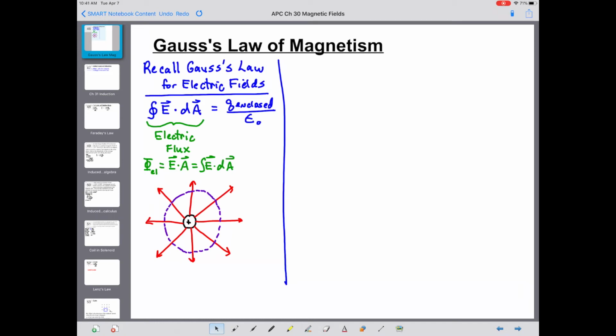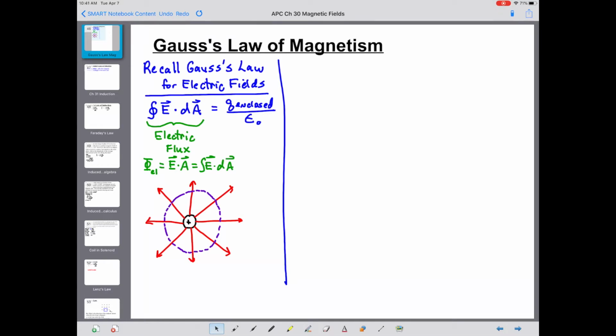Okay, AP Physics, it's time to wrap up Chapter 30 and get ready to move on into Chapter 31. Last topic in Chapter 30, Gauss's law of magnetism. Recalling Gauss's law for electric fields, closed integral of E dot dA is equal to Q enclosed over epsilon naught.